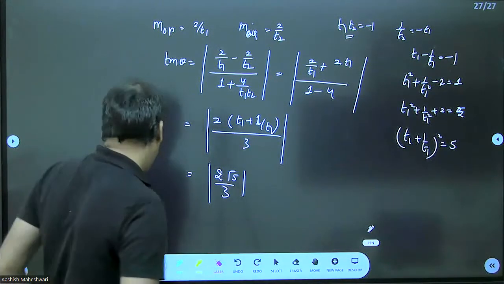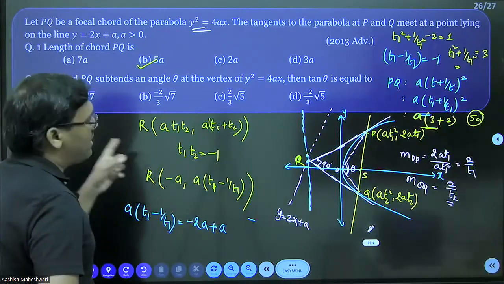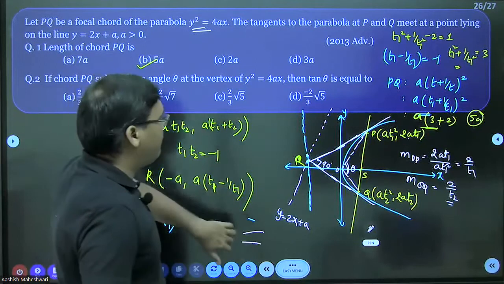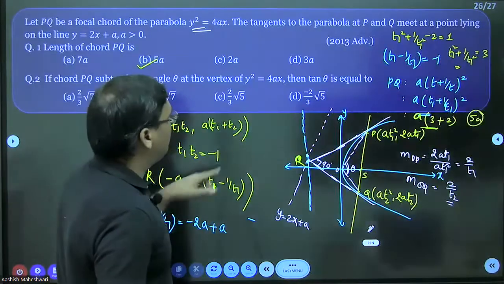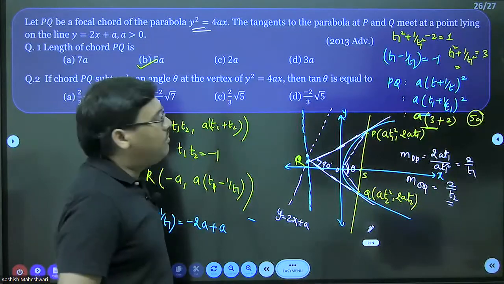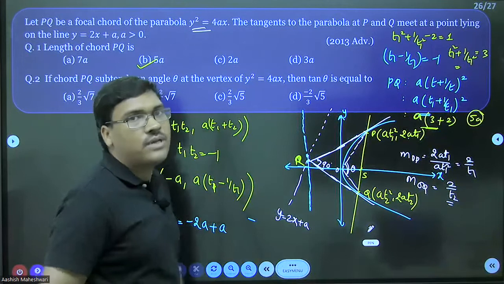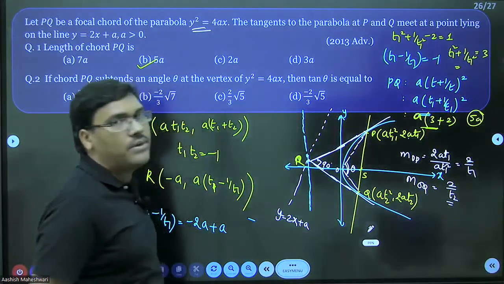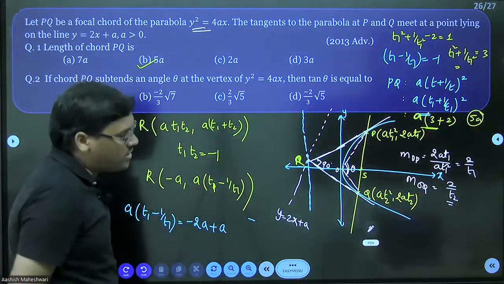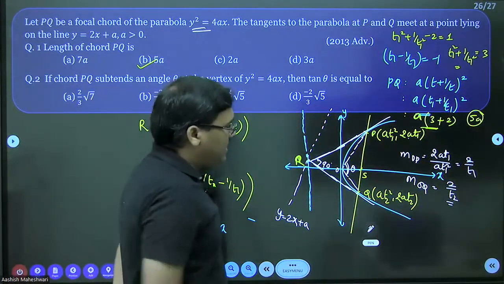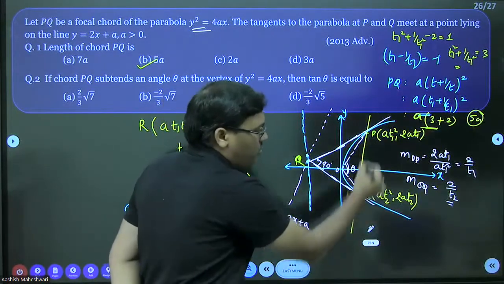But see here, in the options also, you can see we have 2 root 5 by 3. But we have to identify whether this tan theta will be acute angle or obtuse angle. ये आपको identify करना पड़ेगा. Because we have both positive as well as negative. But you can just observe here. If this angle is 90 degree, इसका मतलब क्या है?